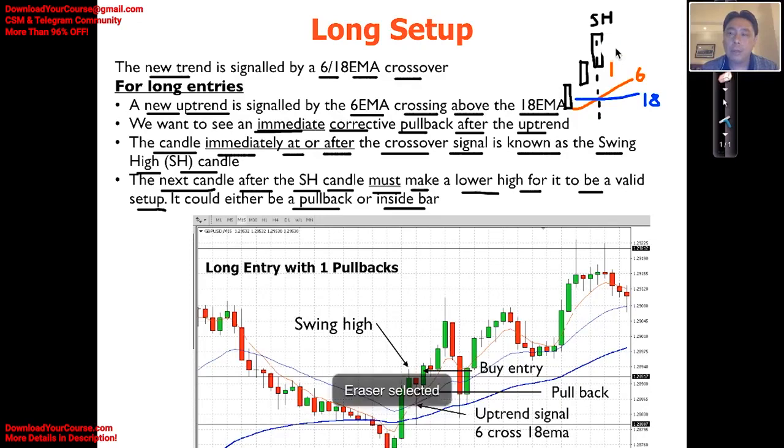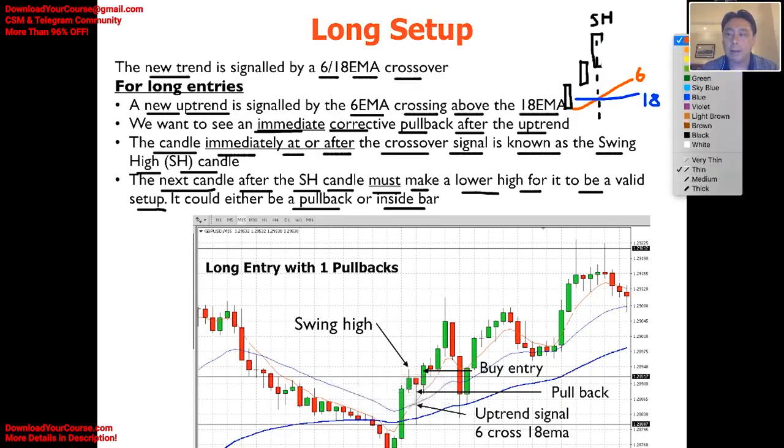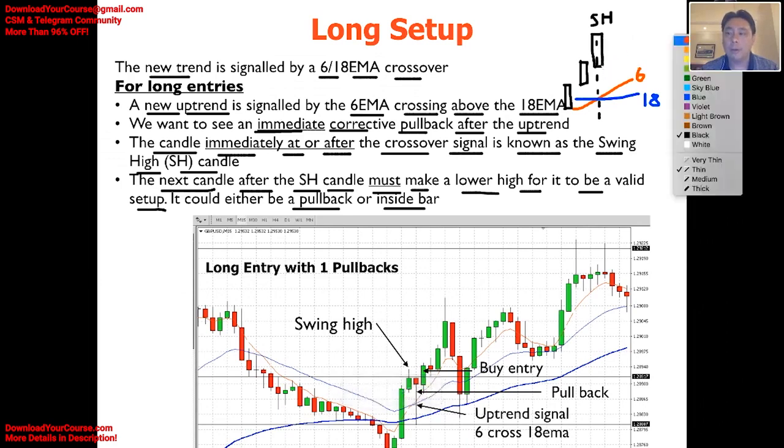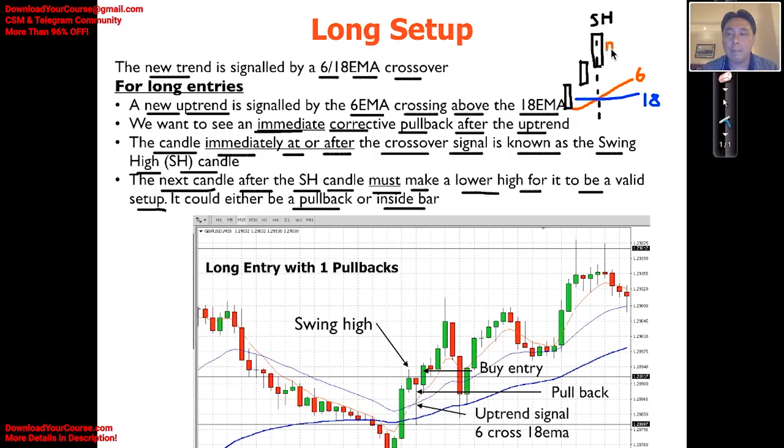Or it could be an inside bar that appears. That is also allowed. So after the swing high candle, you have an inside bar that appears like that. That makes a lower high, but in this case, a higher low. So that's also a qualified setup pattern. Now, the most important thing to understand about this strategy is that the swing high must strictly appear only at the cross or right after the cross, but no later than that. If it appears any time later, it is no longer a valid trade.